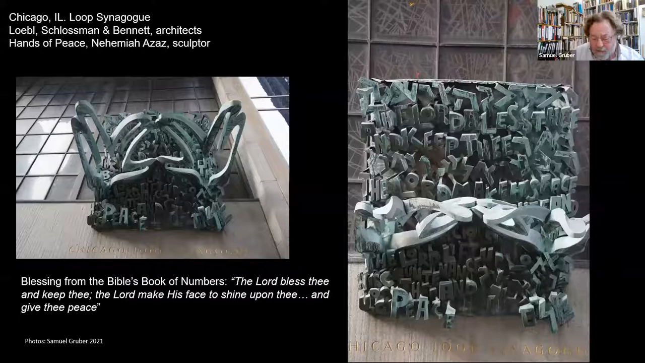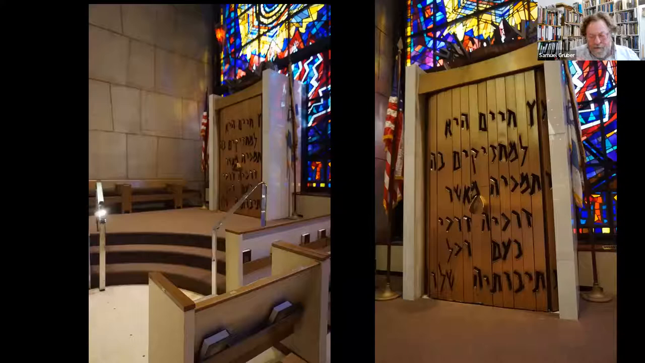But these blessing hands, which are figurative, show that the importance of text is extremely prominent. These are blessing not just the Jews coming into the building, but essentially they're blessing Chicago. It's a way of engaging the synagogue with the city around it. I think it's a wonderful image for the way Jews saw themselves in the 1950s and 1960s, engaging with all aspects of American society.